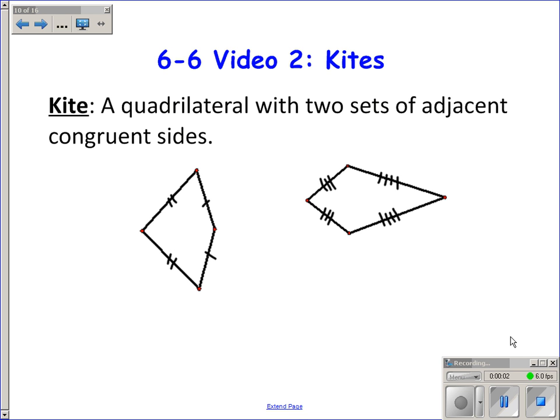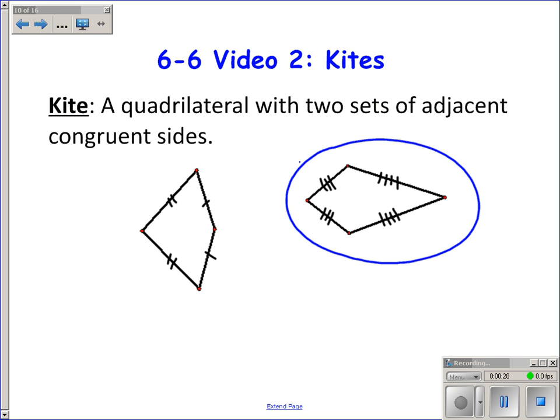This second video is all about kites. A kite is a quadrilateral with two sets of adjacent congruent sides. Now it's convenient for us that a kite, the way we think of a kite, meaning one that you might fly in the sky, actually is a geometric kite. But more generally, it's a quadrilateral with two sets of adjacent, meaning next to each other, congruent sides.